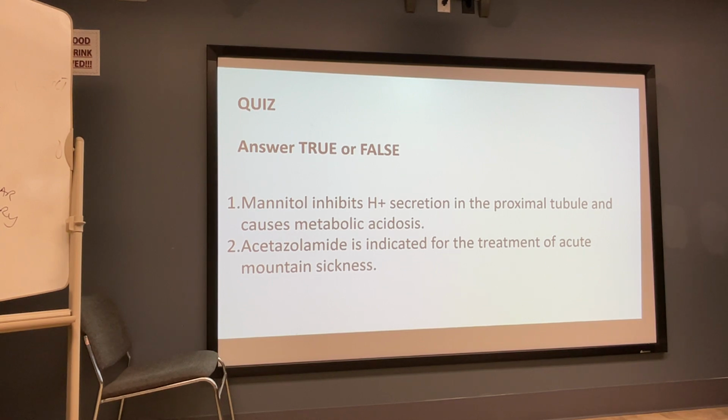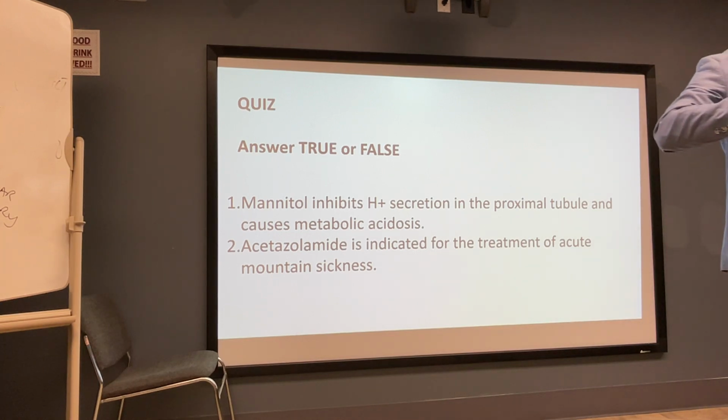Mannitol inhibits hydrogen ion secretion in the proximal tubule. Okay, let me say the second one. Acetazolamide is indicated for the treatment of acute mountain sickness. Okay, true. That is true. So the one you have an issue with is mannitol.